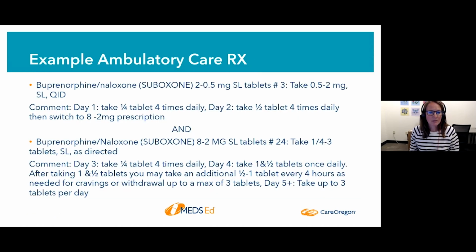In the ambulatory care space, certain insurance companies will still have a max of 3 films or tablets a day. And so depending on what dosing strategy you use, the 2 milligram tablet, you may need to use actually 4 of them a day, which the insurance company will reject. And so you do have to get a little bit creative when sending your prescription over to the pharmacy.